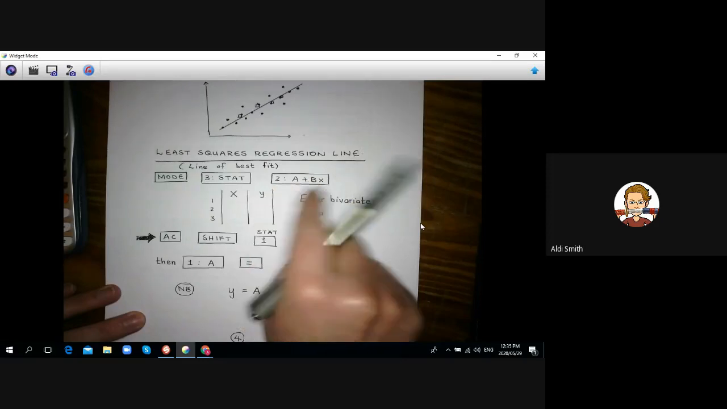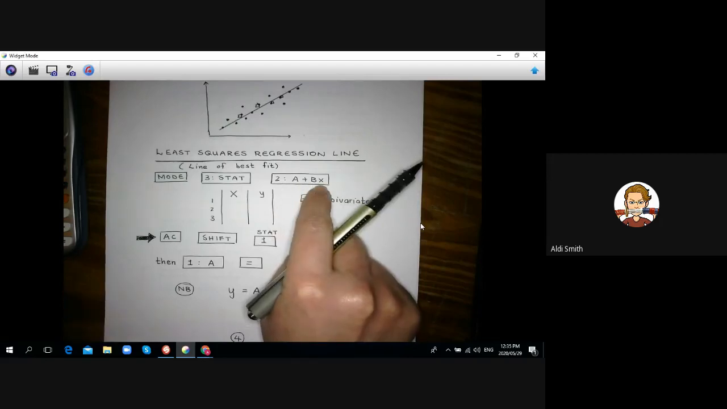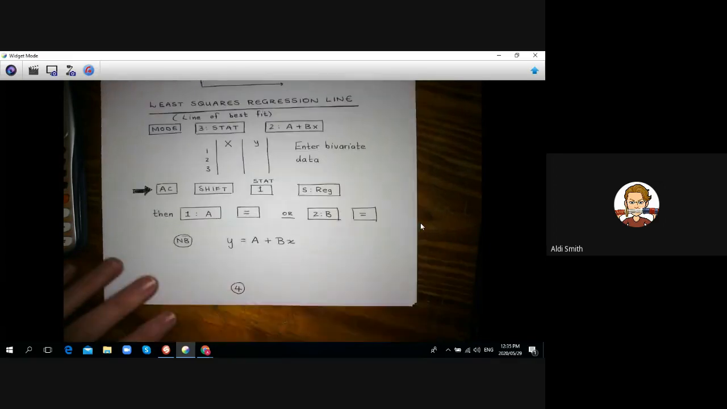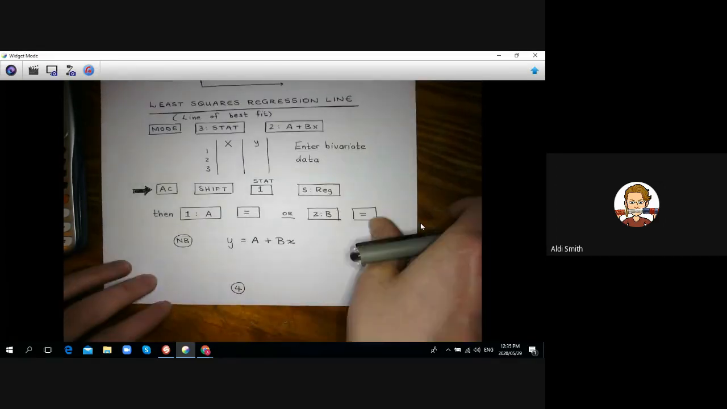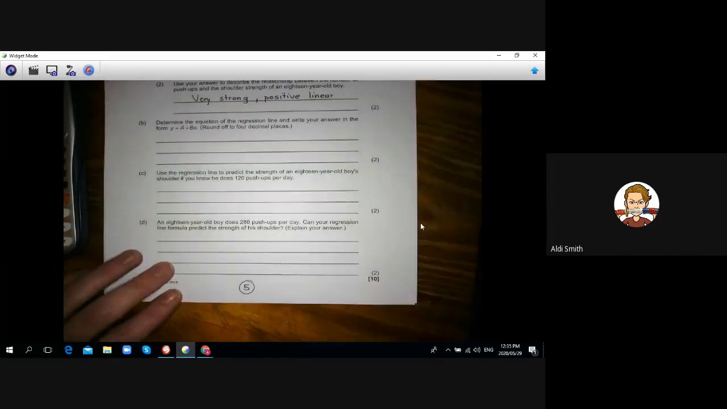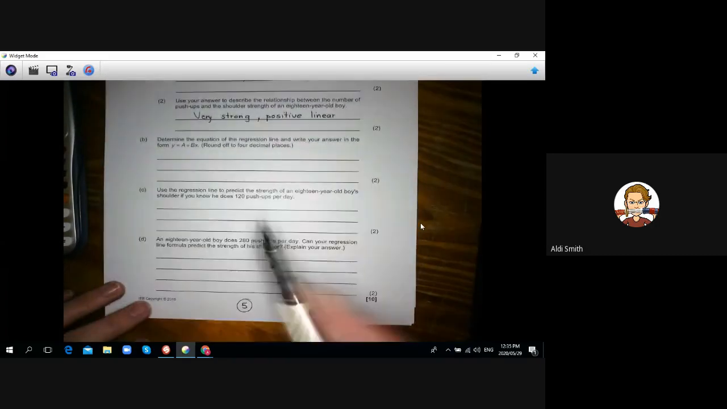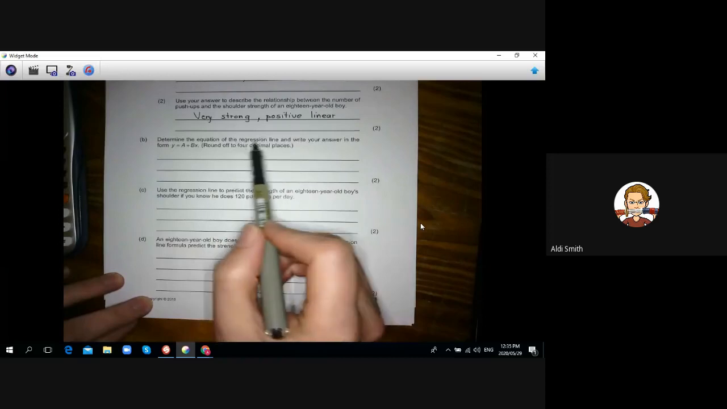And a lot of the time they even write it like that. They never write the least squares regression line as y is equal to mx plus c. They always write it y is equal to a plus bx. That's the way you have to stick to. That's the way we had to do it in stats. So remember, y is equal to a plus bx. So if I go back to that example that we're busy doing, it says over here, determine the equation of the regression line.